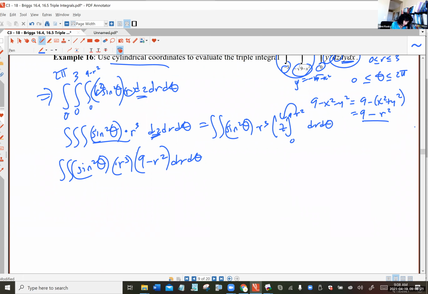So you want to play it safe and distribute your r cubed over that difference before you integrate with respect to r. Sine squared, you don't need to distribute that. I mean, you can, but it's going to be messy. Do you like messes? I don't. So because it's considered just a constant multiple, leave it over to the side and don't distribute it unless you like a pain in the butt. Okay, keep it simple, people. Keep it simple.